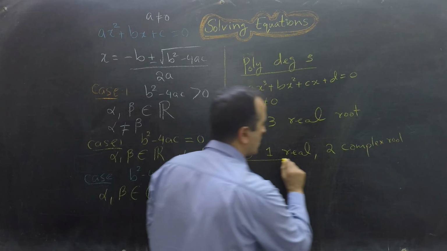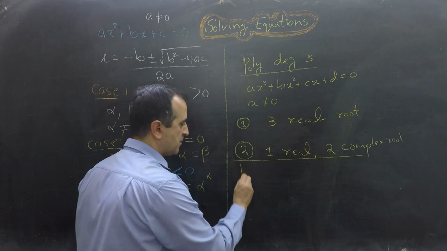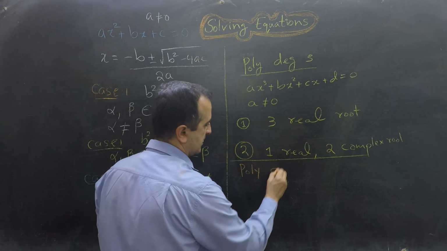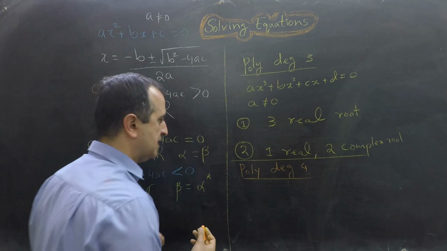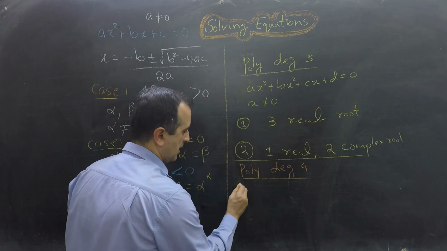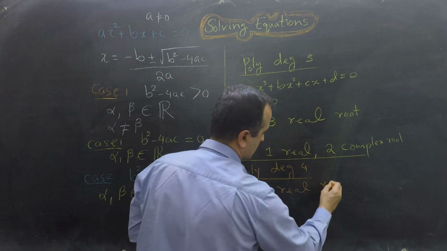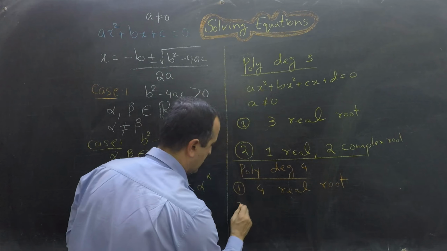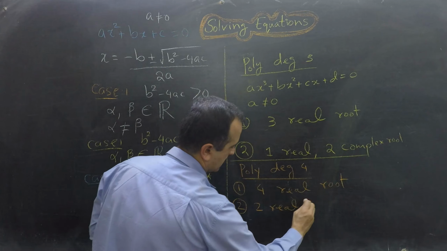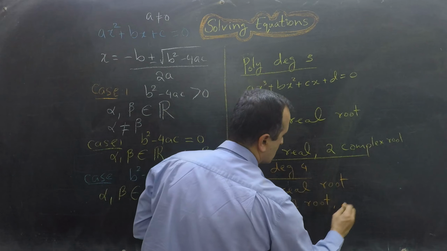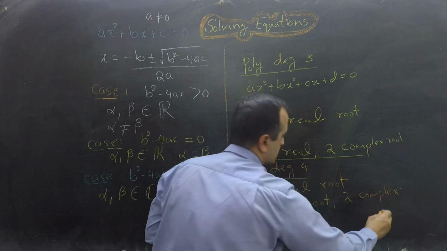Similarly, what about a polynomial of degree 4? We can extend it to degree 5, degree 6. So what about a polynomial of degree 4? Now we will have multiple cases. In this case, I could have either 4 real roots, or I could have 2 real roots and 2 complex roots, where these complex roots will be conjugate of each other.